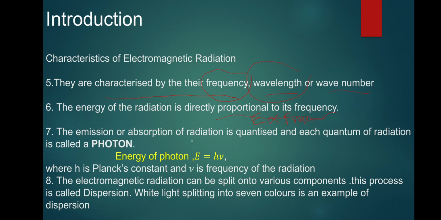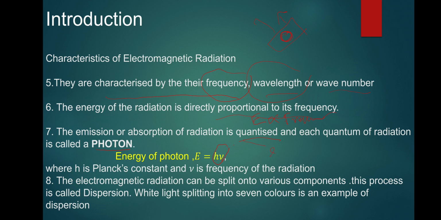Then emission or absorption of radiation is quantized. When you are supplying light to a substance, this substance can absorb certain energy or it can emit radiation. This emission and absorption will be only in quantized form, that is in small packets. That packet is known as a photon, and its energy is equal to h into nu, where h is Planck constant and nu is the frequency of the radiation.